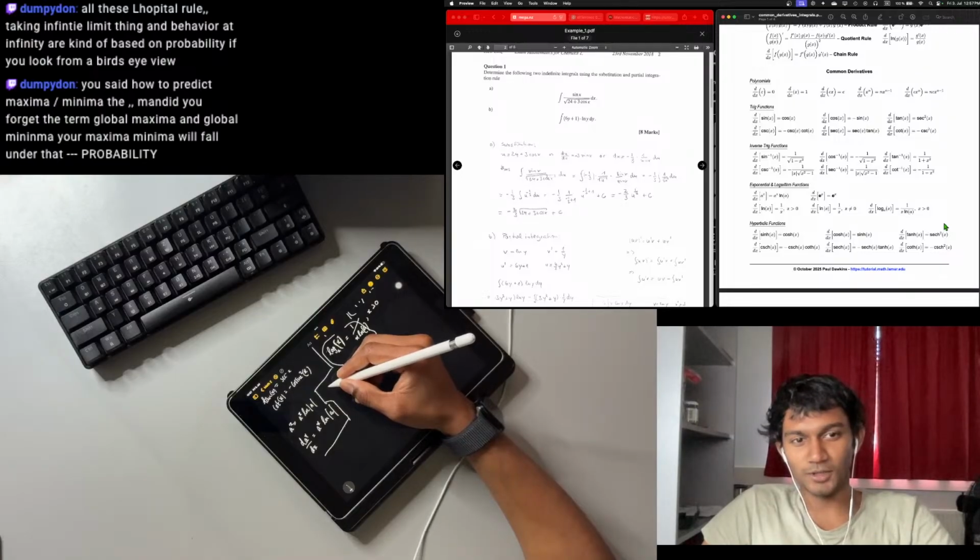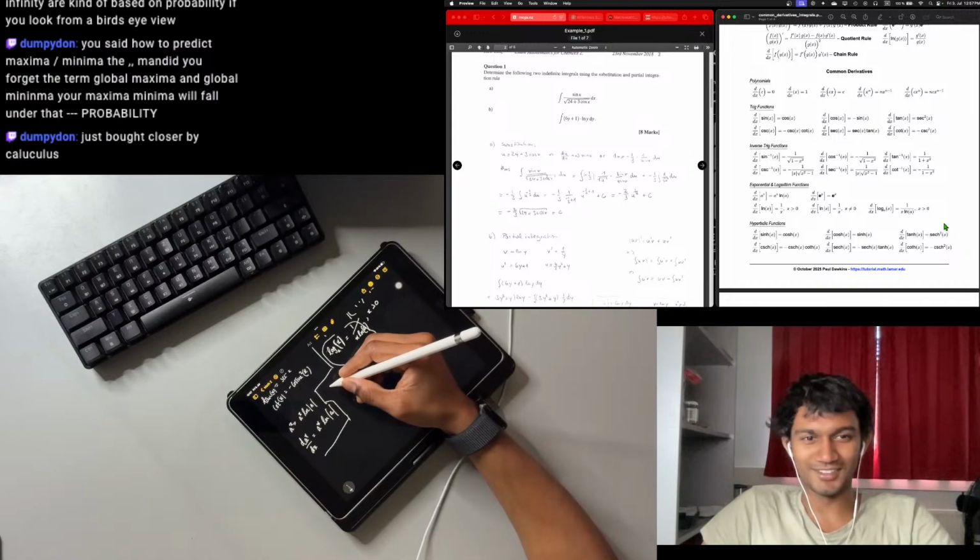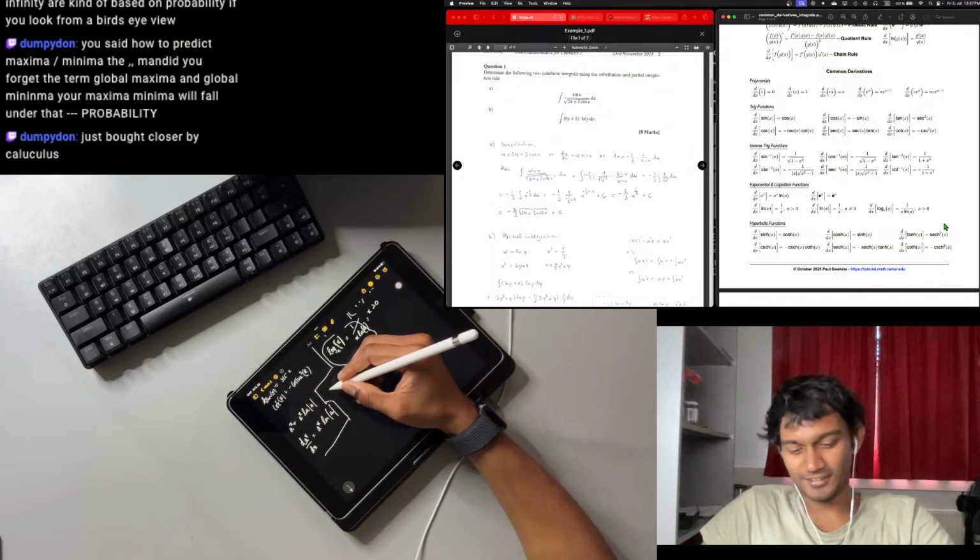You said how to predict maxima and minima. You forgot the term global maxima and global minima. Oh, I got you right there. Your maximum minimum will fall under that probability. Just brought closer by calculus. Calculus. Okay.